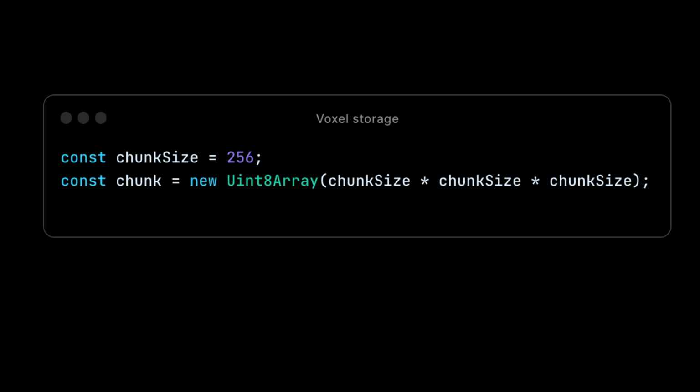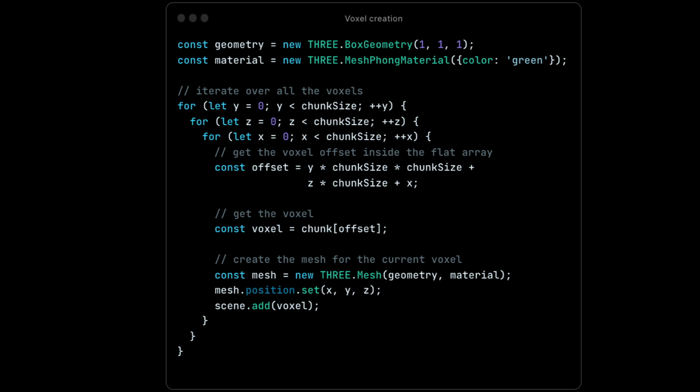Say that we want to render a big chunk of 256 by 256 by 256 voxels. We can start by storing each voxel type inside a flat array. The voxel type will be represented by an 8-bit integer, which will give us a range of 256 different types of voxel where we can choose from. Then, iterating over each voxel using a triple nested loop, we create a mesh for each voxel and add it to the main scene. Very straightforward.